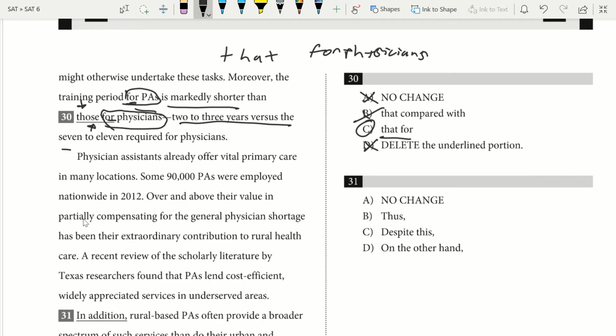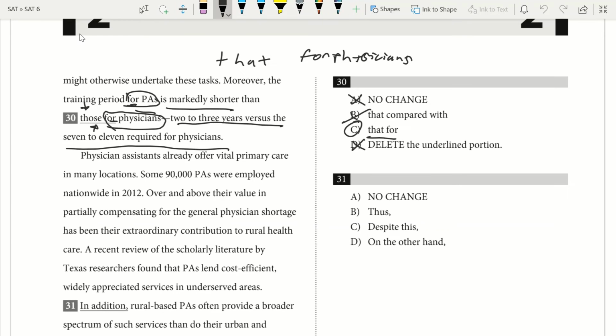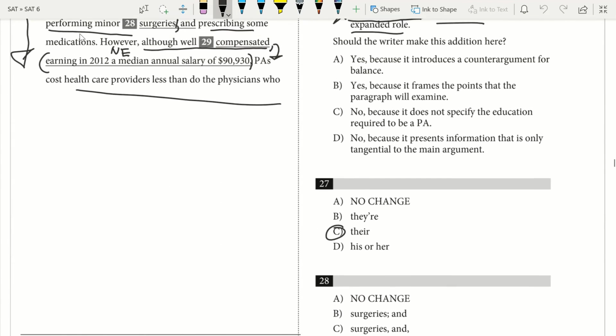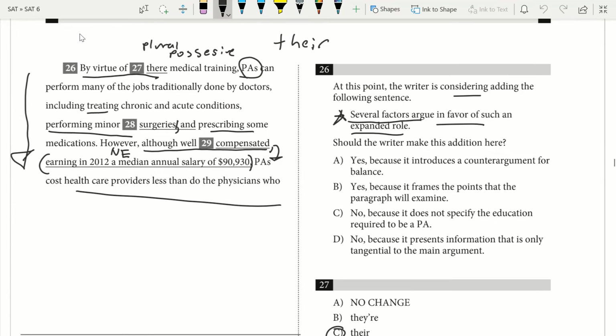2 to 3 years versus 7 to 11 required for physicians. Well, now that we've read through that paragraph, we can go back and answer question 26. Question 26 asked us if we should insert a sentence at the beginning of that paragraph. The sentence is, "Several factors argue in favor of such an expanded role." Well, everything in this paragraph was describing the factors that favor the expanded role of PAs, right?